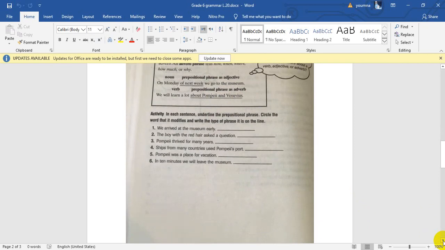We arrived at the museum early. Where's the prepositional phrase? Underline with me, at the museum early. Okay, so here it's telling us when, so it will be an adverb phrase. Number 2, the boy with the red hair asked a question. So where's the prepositional phrase? With the red hair. Okay, here it's telling us which one or what kind of boy, with red hair. So this will be an adjective phrase.